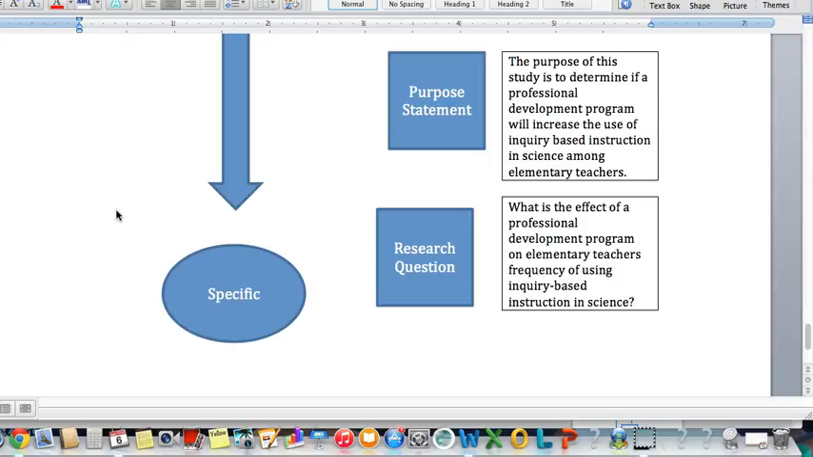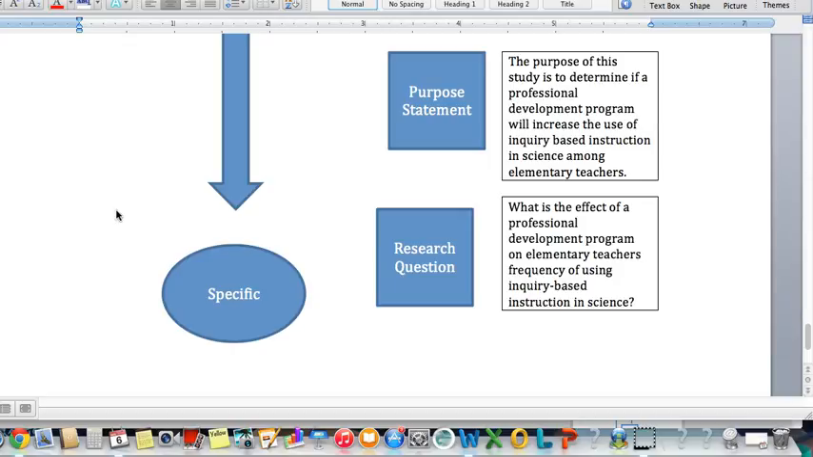The thing with this question, if you notice, it says, what is the effect? That means I am trying to establish a cause and effect, the cause being the professional development program or the independent variable, and the effect being increased inquiry-based instruction among the elementary teachers. That would be the dependent variable. The problem with this question is I have to make sure that my study would be an experimental study with randomized selection and randomized assignment of participants to experimental and control conditions.